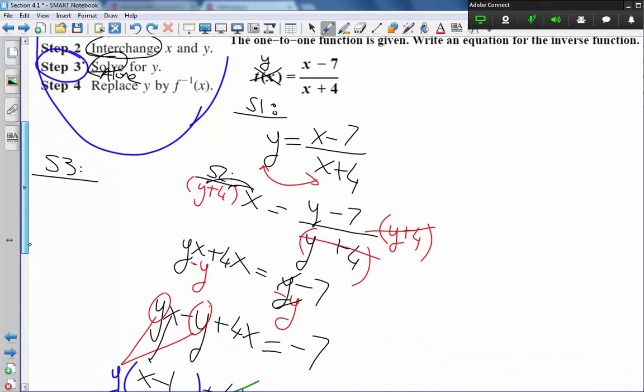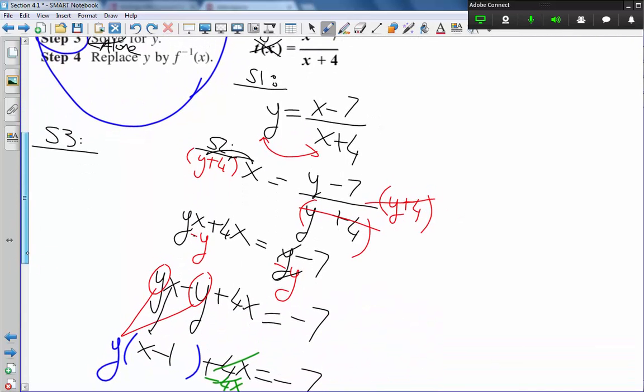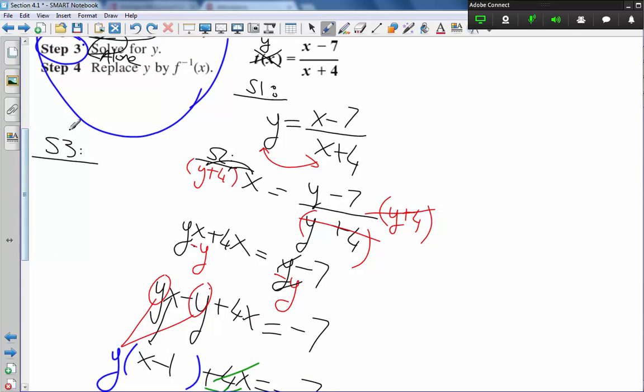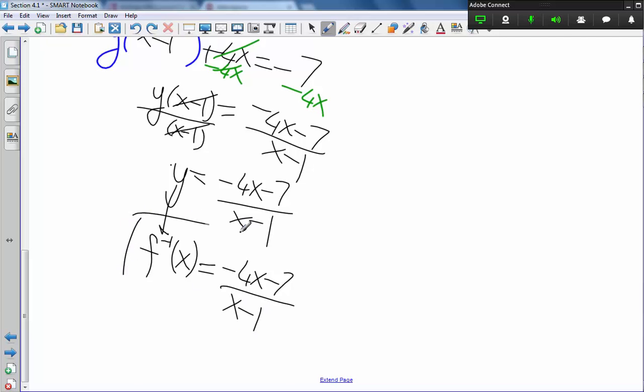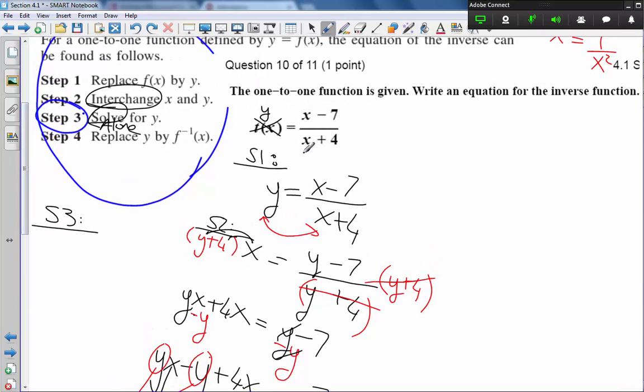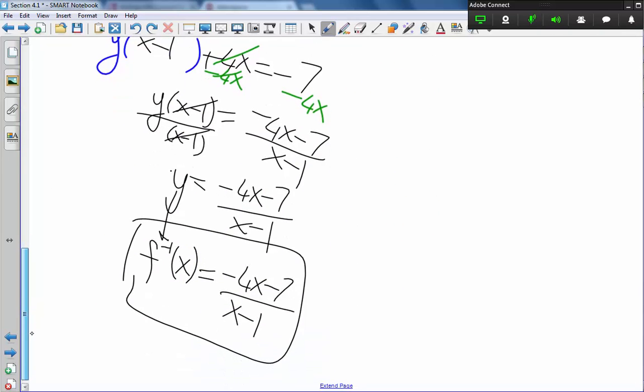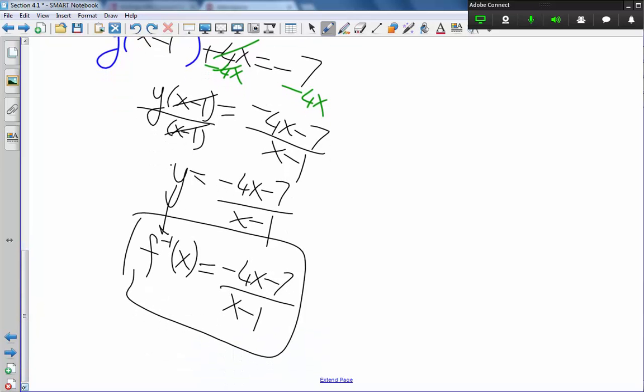We're done with the hardest step. What is step 4? Replace y by f inverse of x. You're done. This is a bogus step. You're just switching to a new notation from y. The thing you obtained is the inverse. The new function you obtain has nothing to do with the reciprocal of this one. It's completely different: negative 4x minus 7 over x minus 1.